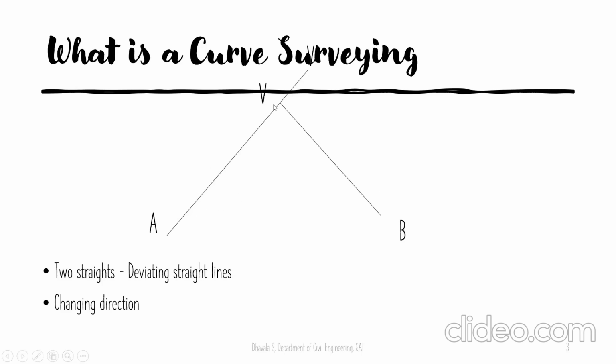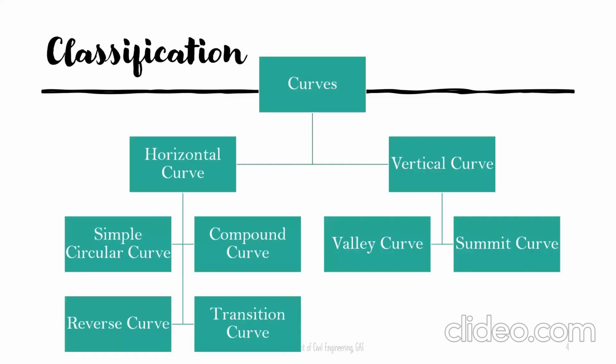There is a change in the direction of the normal straight stretch. That is, AV will be the first line and BV will be the second line. We are supposed to set out a smooth movement between this AV line and BV line. In order to do that, we provide it with the help of a curve in this form, that is T1 and T2. This is all about curve surveying.